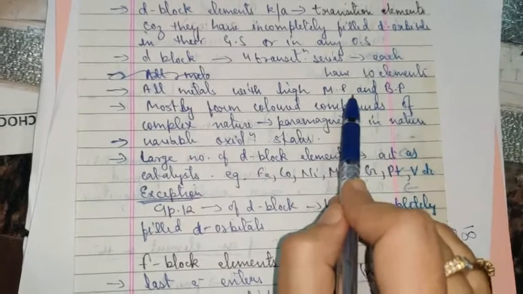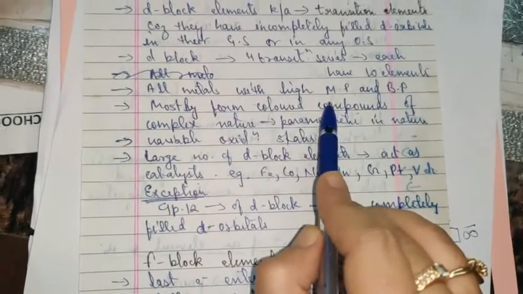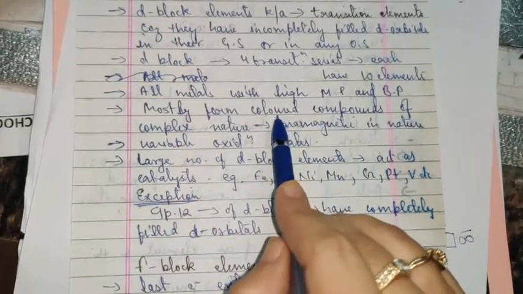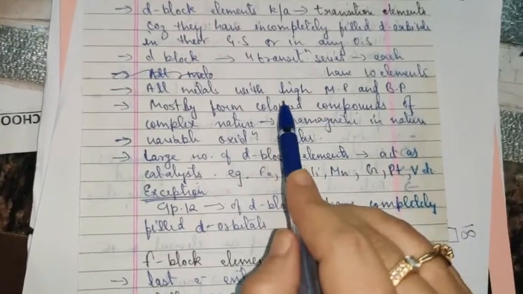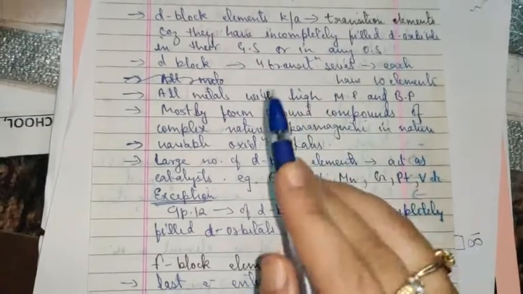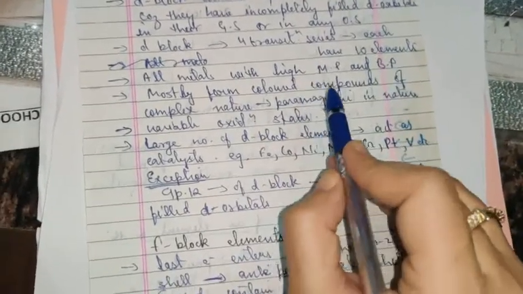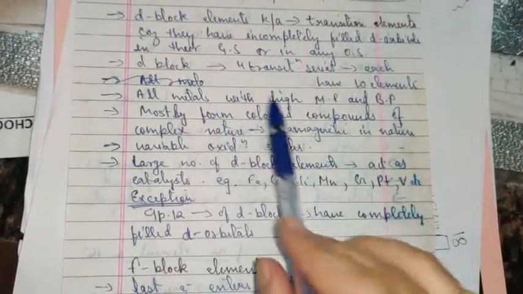They have a very high melting and boiling point, and mostly form colored complexes or colored compounds because they have a tendency to lose electrons. That is, an electron can undergo transition from a lower energy state to a higher energy state. You will do all these things in detail when you specifically study this chapter, the d block.